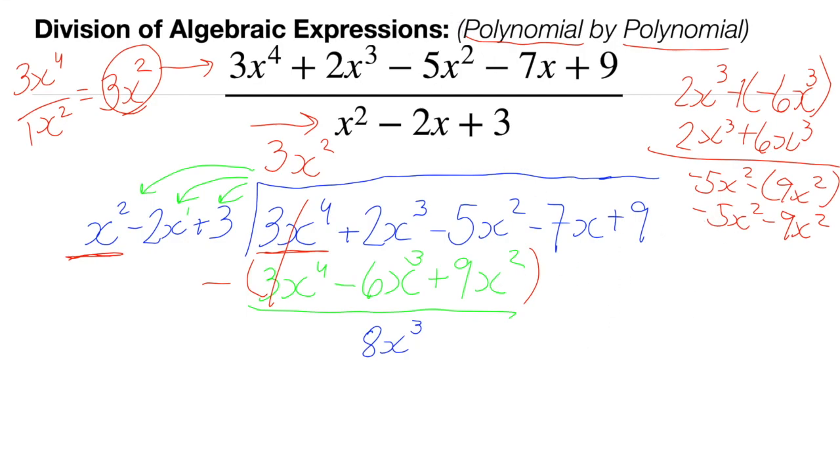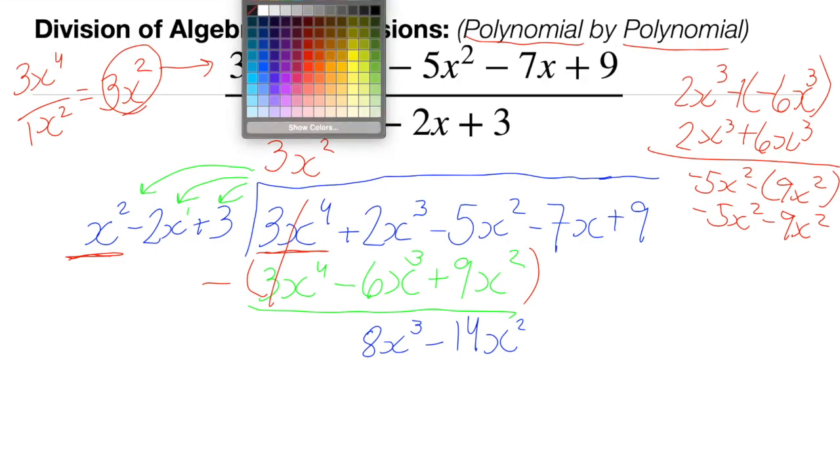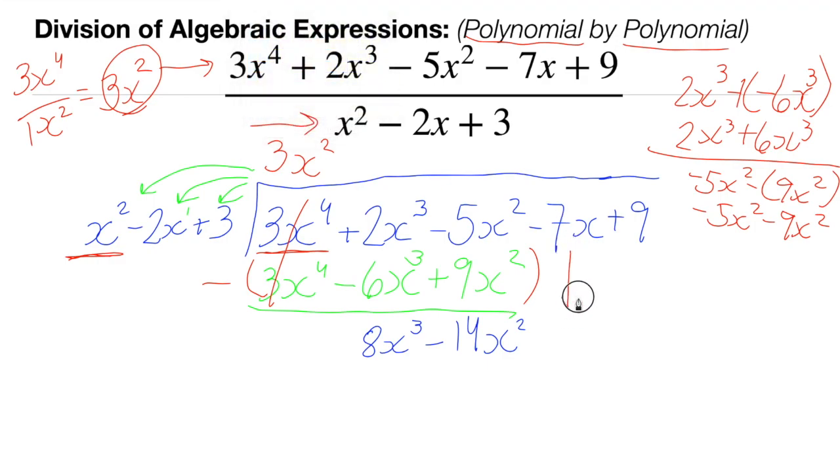Let me change my ink to blue. Hopefully you're following, because you need to follow. Just like in our arithmetic, when we divide numbers, we need to bring down the next term here. So by bringing that down, we need to bring down the negative 7x. Negative 7x.